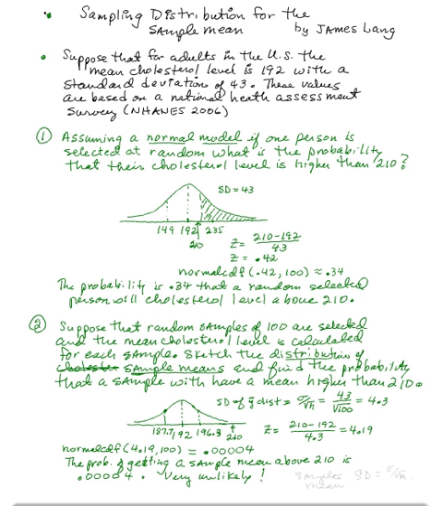Now, the key thing that you need to recognize in this situation is that when you're talking about the distribution of sample means, that's when the standard deviation is sigma over square root of n. So the sample means SD is sigma over square root of n. And I hope this helps.